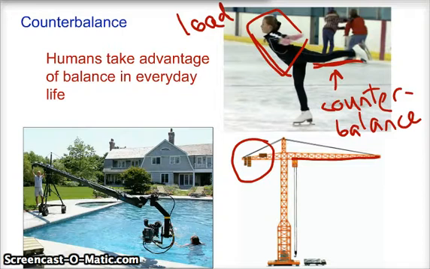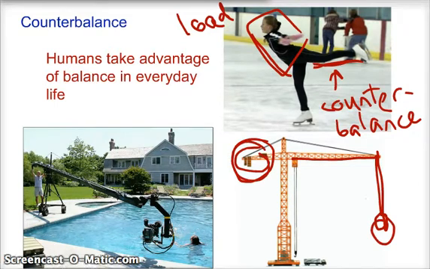So here the load would be anything hanging from the crane, and the counterbalance would be these weights on the back end. And this allows the crane to lift very heavy objects way out on this end because there's heavy counterweights to balance it on this side.